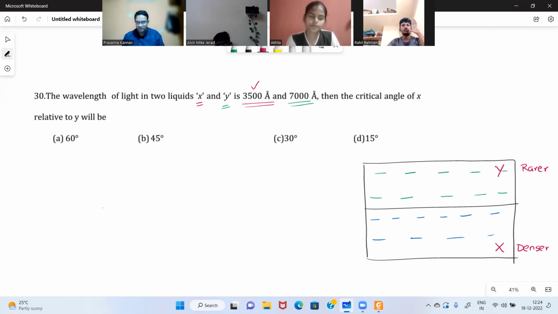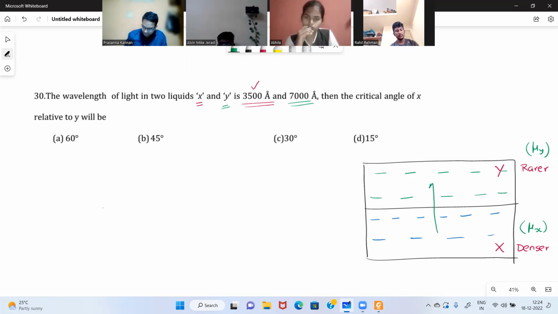So now, what is the refractive index of this, mu x? What is the refractive index of this, mu y? Understood? Now, when the ray of light is going from denser to rarer medium, then only what is possible? Total internal reflection will happen only then. Correct or not? Yes, sir.